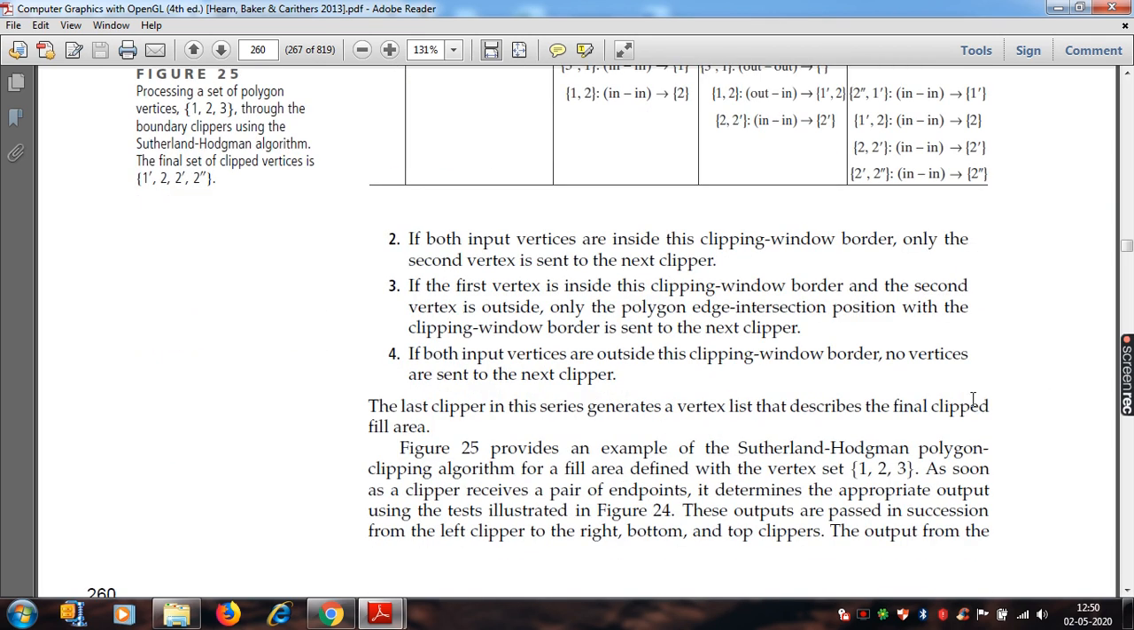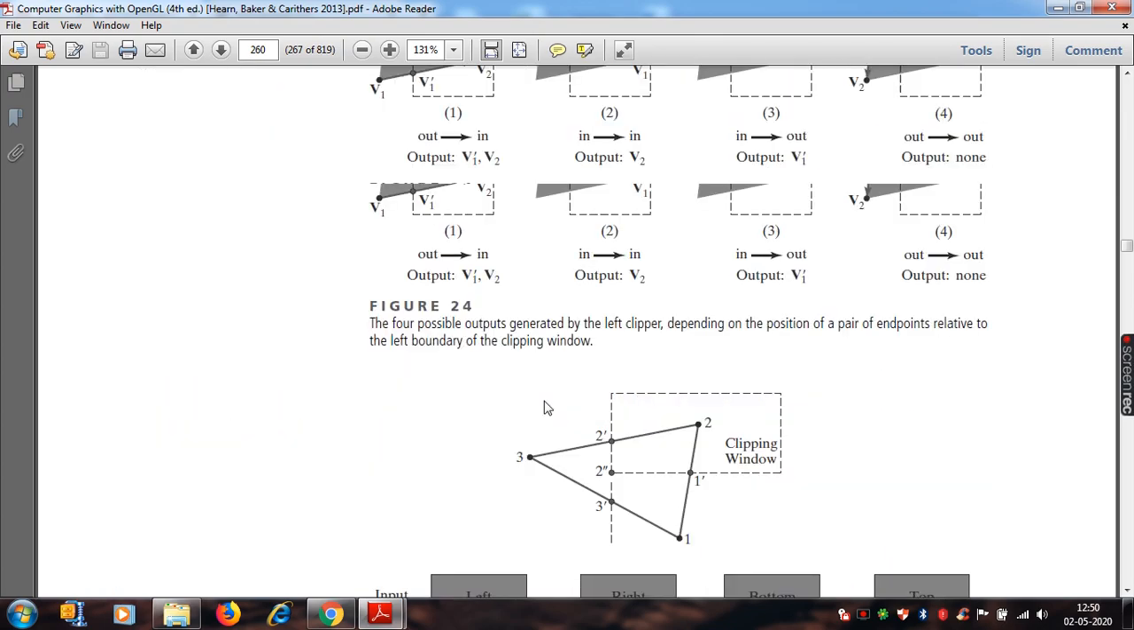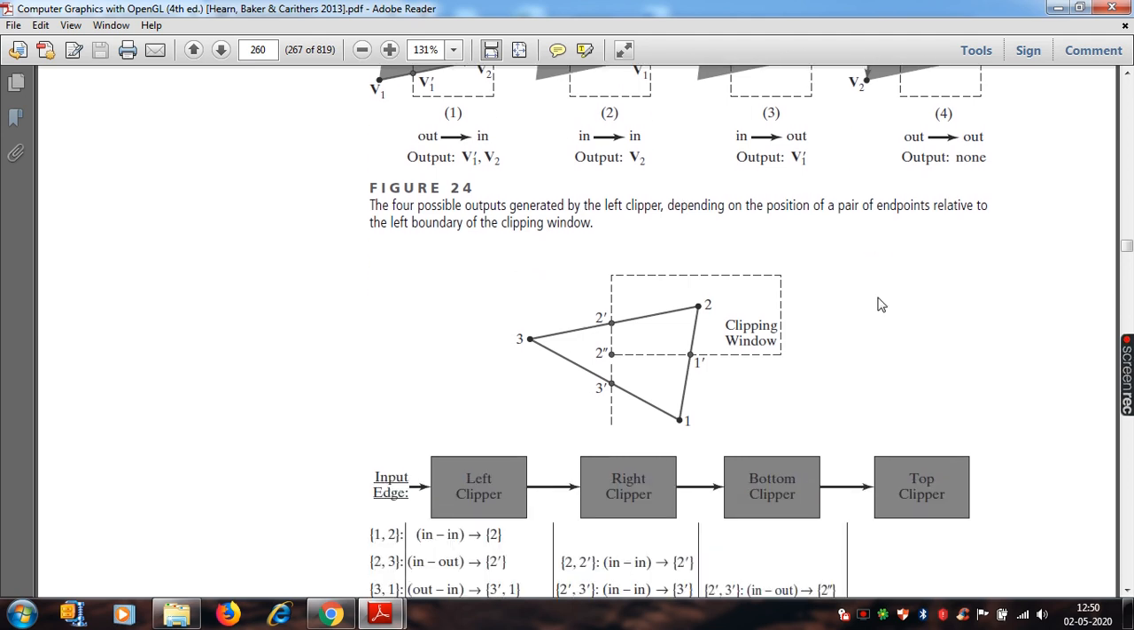The same things are given here. We just need to understand these 4 cases. If you understand these 4 cases, then you can easily understand the polygon clipping. This is called the Sutherland-Hodgman polygon clipping algorithm. Clear? I hope it is understood for you people.